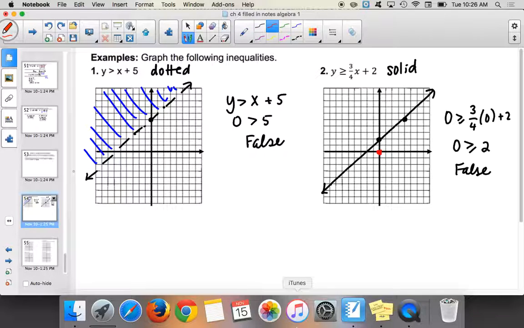So here's where 0, 0 is. It's below the line. So we don't shade 0, 0. We shade on the other side. So we're going to shade up here. And that's our solution set.